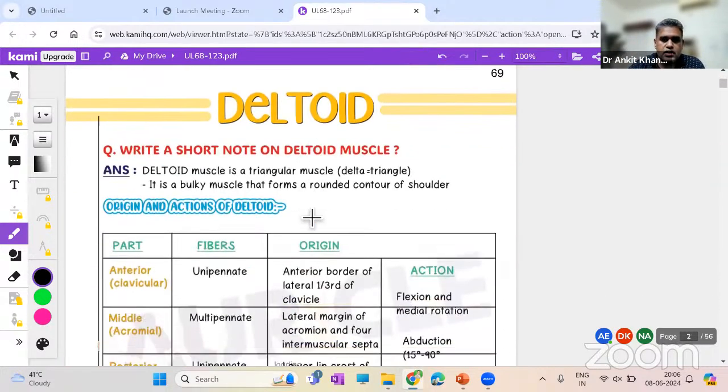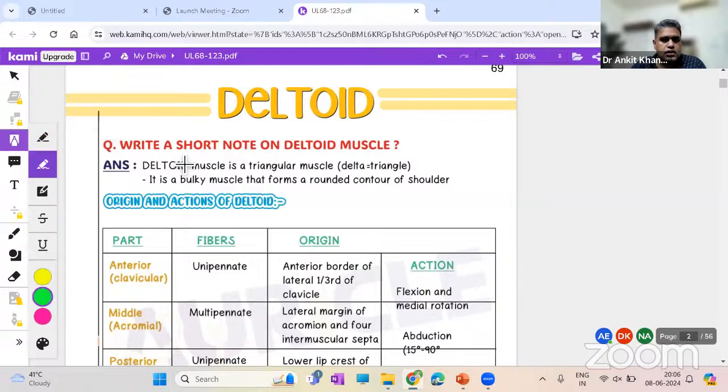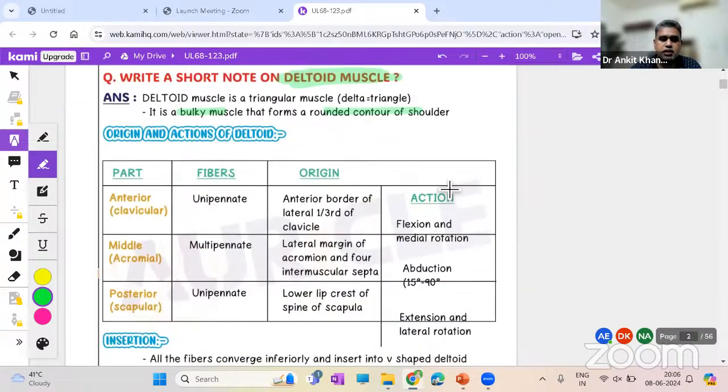Let's move forward. A question might come as a short note on the deltoid muscle. It's a huge muscle. Once you abduct your upper limb, right or left, and you feel the hardness at the top of the shoulder region, that muscle is the deltoid. You don't have to be very muscular to feel it, because the muscle is so huge that even a thin, normal average individual can feel the deltoid muscle. So deltoid is a triangular, bulky muscle that forms the rounded contour of the shoulder. You can start the answer like this.